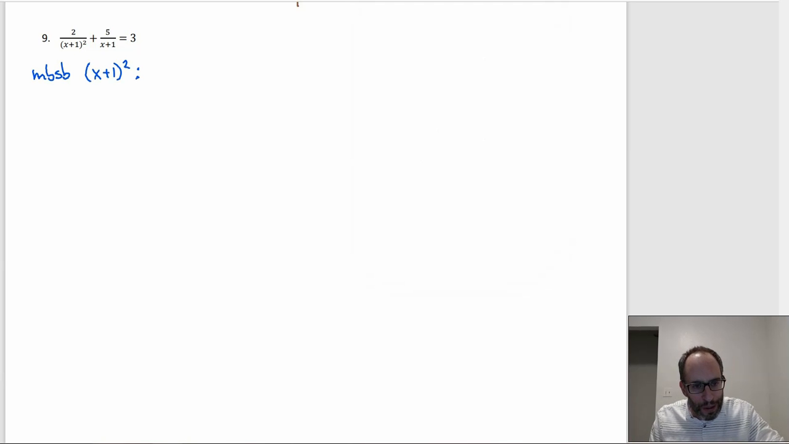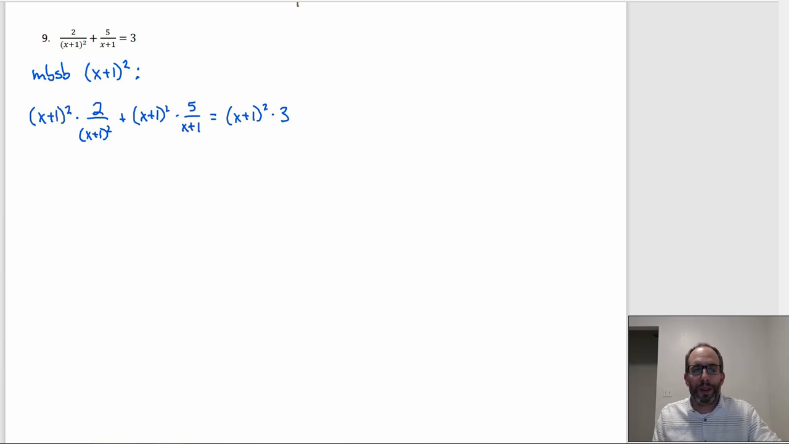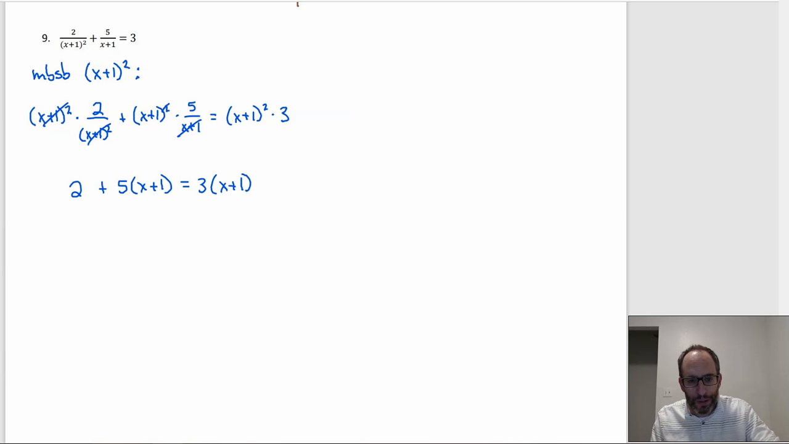And so then you'd end up with x plus 1 quantity squared times 2 over x plus 1 quantity squared, plus x plus 1 quantity squared times 5 over x plus 1. And that would be equal to x plus 1 quantity squared times 3. And then you could cancel those. Here, the x plus 1 down there, you cancel one of those. So you'll have 2 for the first product plus 5 times x plus 1, and that's going to be equal to 3 times x plus 1 quantity squared.